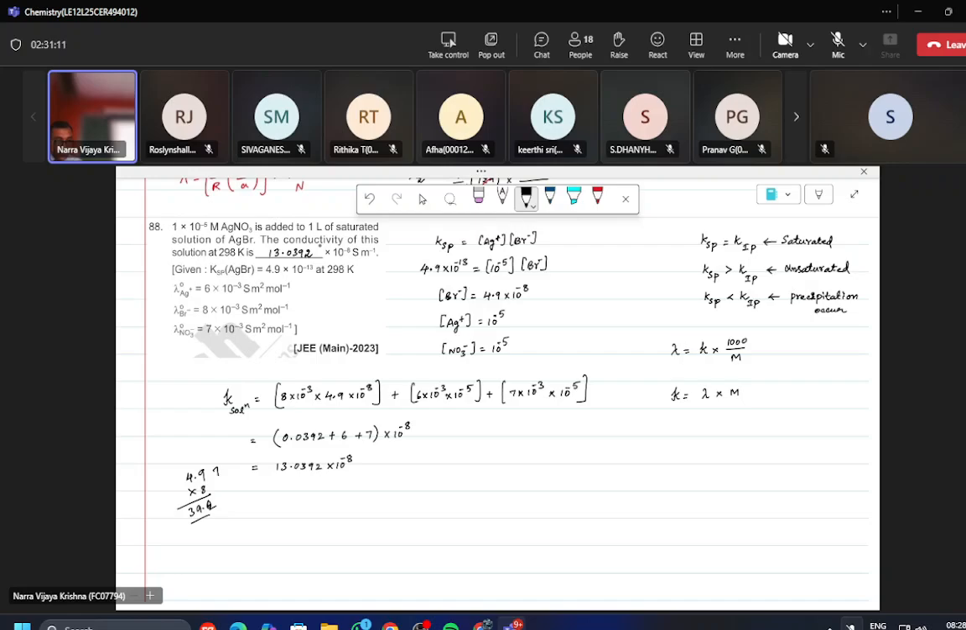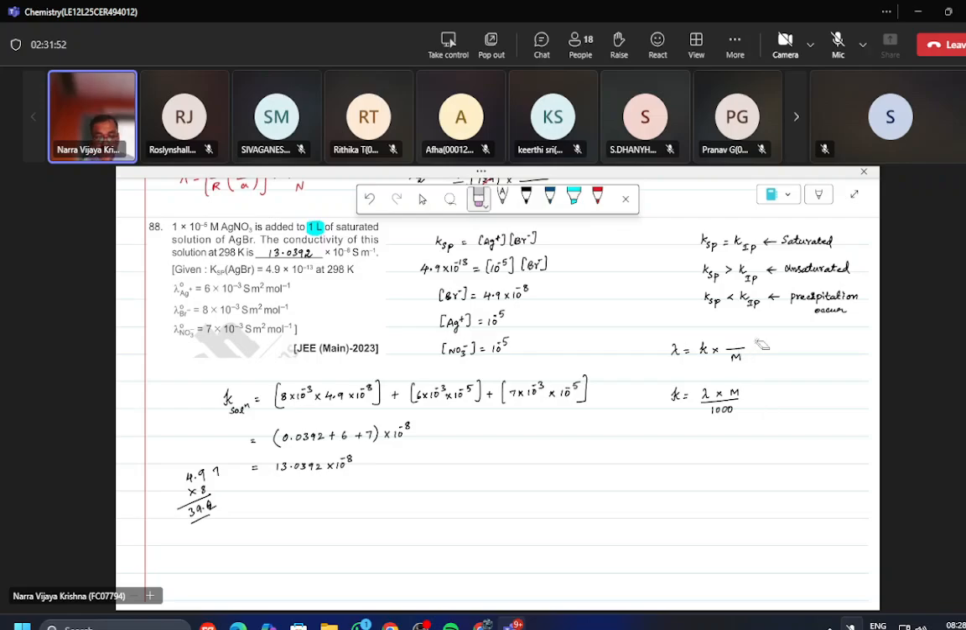Oh, per liter they ask. See the question. In the question they give 1 liter again. What I told? For the total solution, if it is per liter, what do I have to do? This 1000 should be there, na? If it is per liter, I need to take 1000. Then what happens to this equation? Divided by 1000. Sir, unit is Siemens meter square, no, sir. Then 1000 should come now.